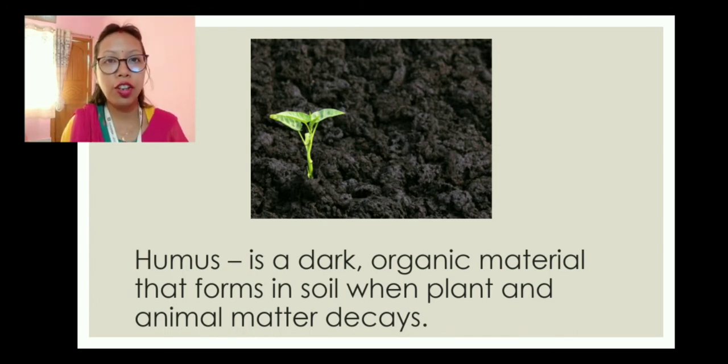So that is called humus, which is a dark organic material that forms in soil when plant and animal matter decays. So you can see on the screen the picture of the soil, the humus soil. So this is black in color, okay? Not black but dark, okay?